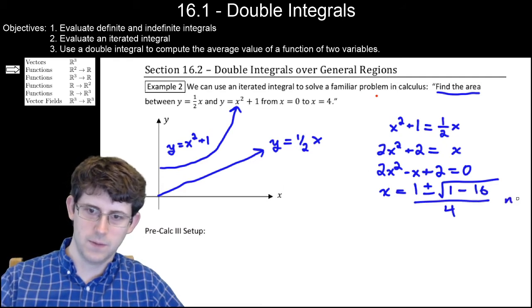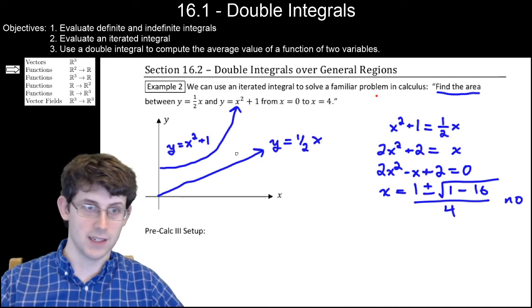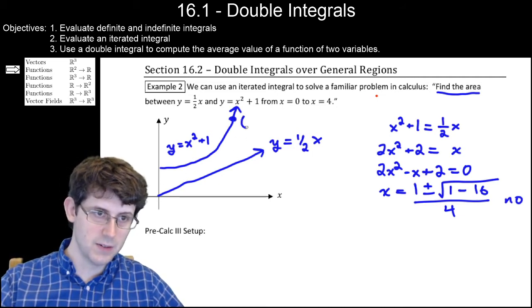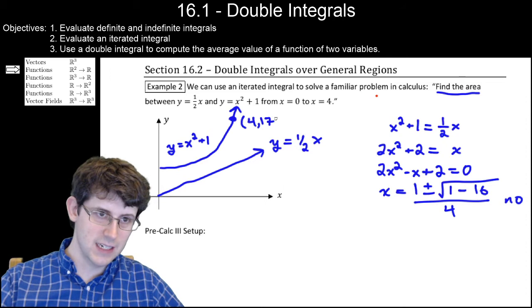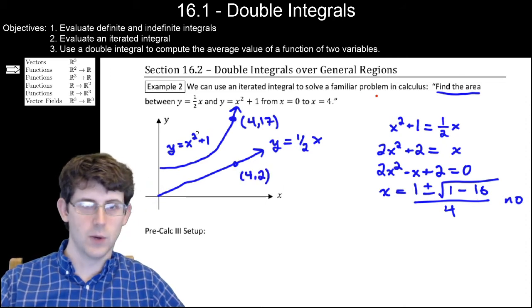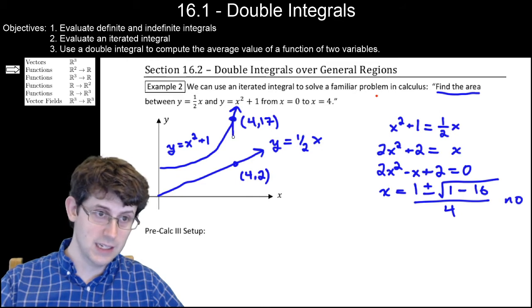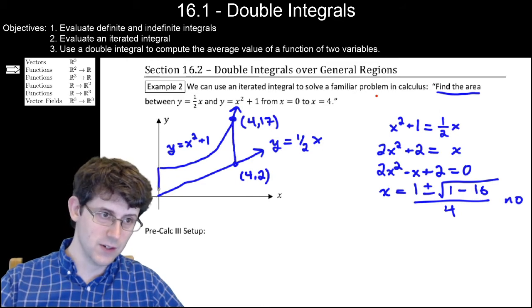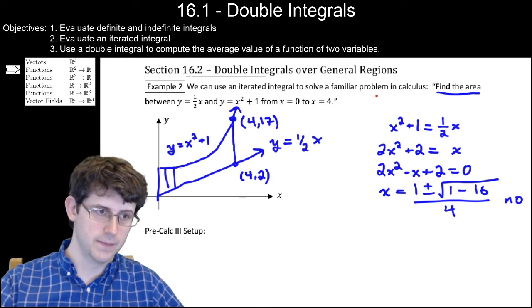Okay, so these don't intersect, so it really does look like this. Up here we've got the point (4, 17), and here's the point (4, 2). And the question's asking what's the area between these from x equals 0 to x equals 4.